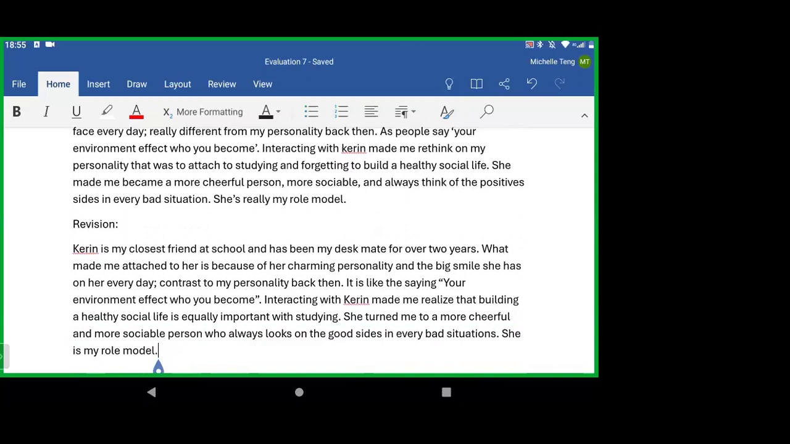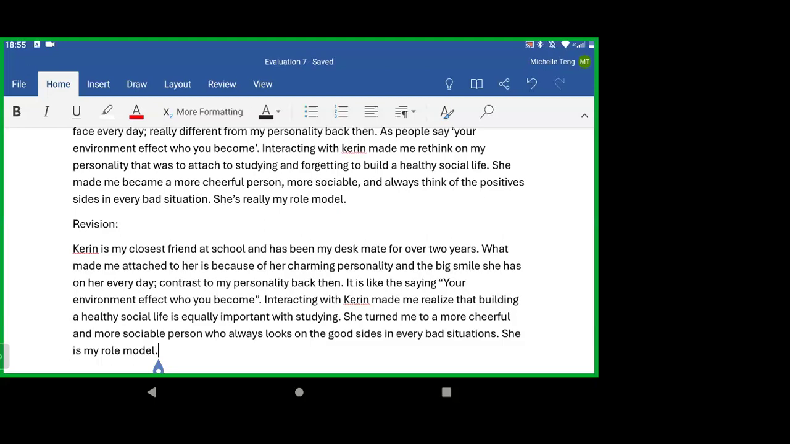This is like the saying, as people say. A saying is something; it's not just "saying" as in "I am saying." It's different. Saying can act not only as a verb, it can also act as a noun. In Indonesian, it's probably like "peribahasa" or something like that. So it's like the saying "your environment affects who you become." Okay, so it's the same.